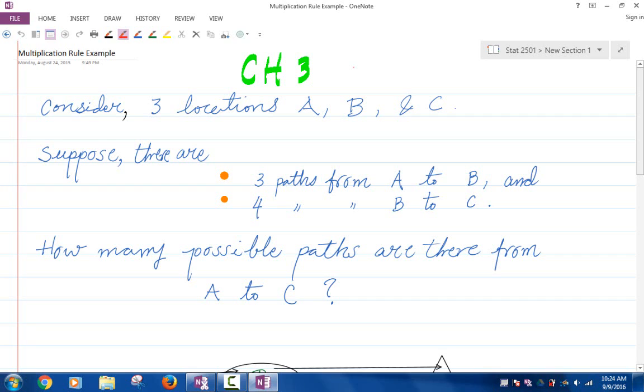Suppose that there are 3 paths from location A to B, and there are 4 paths from location B to C. Okay? The question then is, how many possible paths are there from A to C? How many possible paths are there from A to C? Is the question clear? Well, let's visualize this.